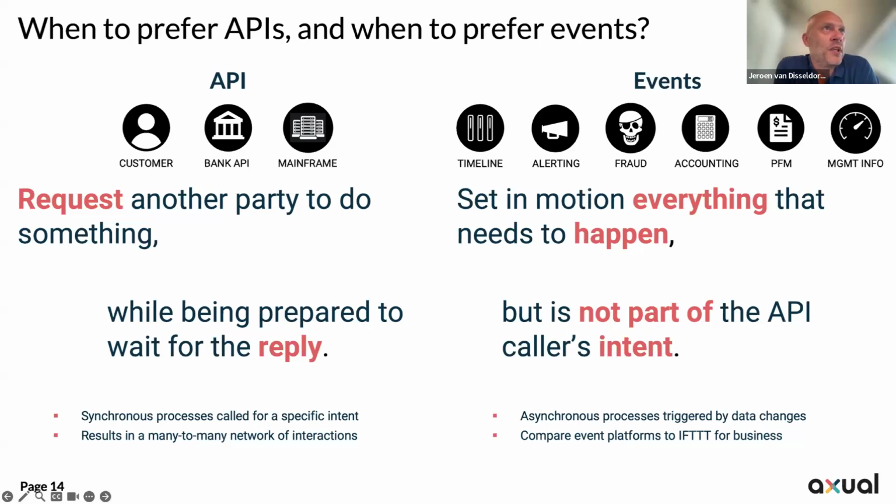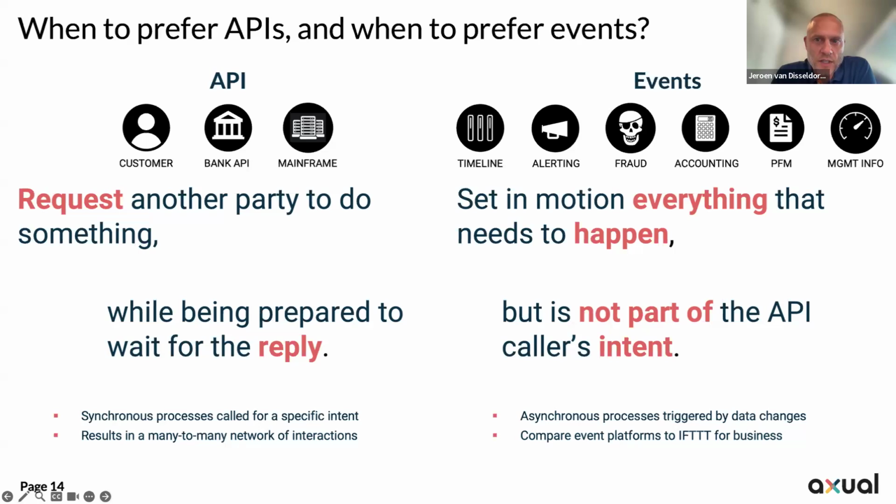So in fact, that could all be done asynchronously through an event sent from mainframe to Kafka to all these systems. And what you then get is asynchronous processes triggered by data changes, which can be really compared to if this then that for business. So if a transaction executed, then fraud detection needs to take place. That would be a logical process step, which is here implemented through event processing.